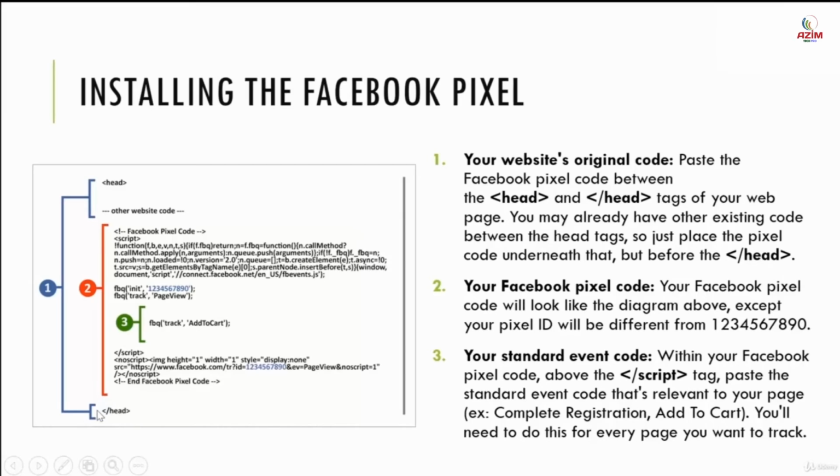So find this area right here and go to the line just before it to paste in your Facebook pixel. So you're pasting the Facebook pixel just before that closing head tag. Then number 2, your Facebook pixel code. This is what you pasted in right before that closing head tag.